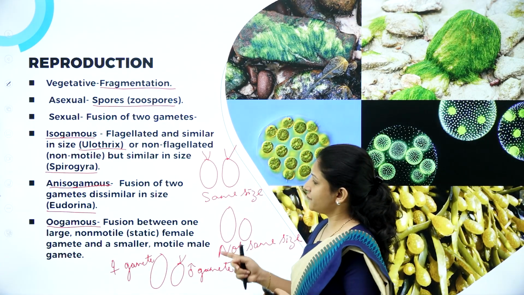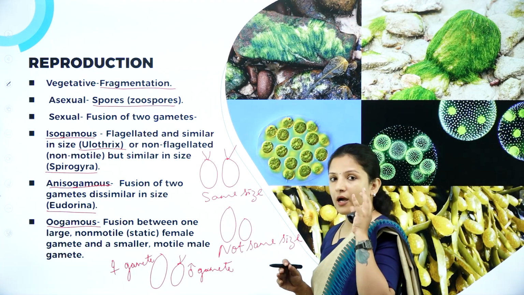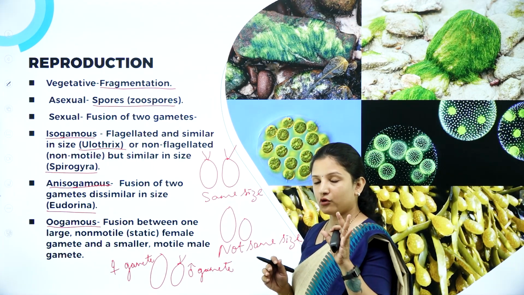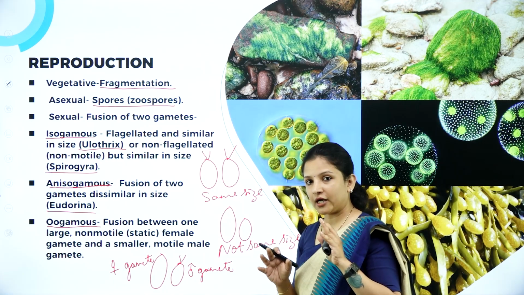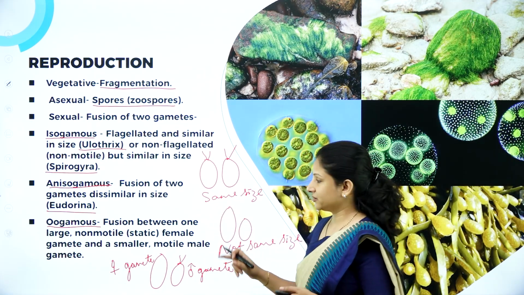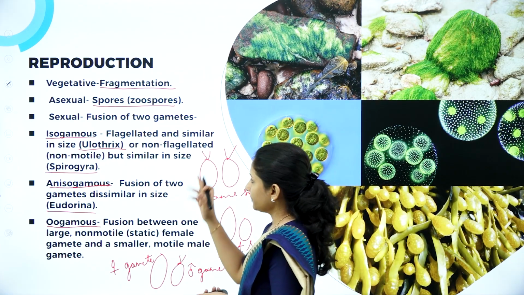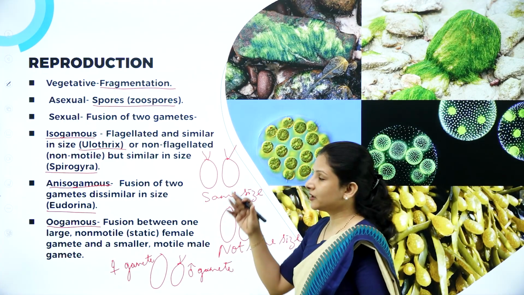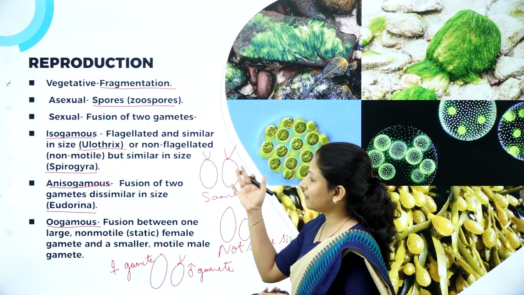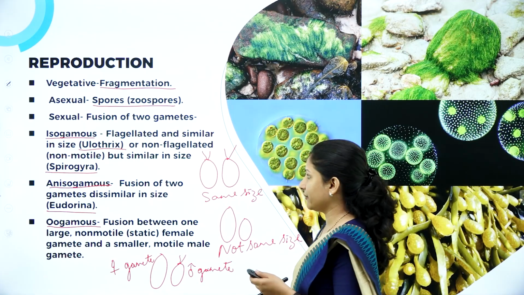So such a type of fusion of gametes wherein the female is larger and not motile, the male is smaller and motile, is called oogamous. So this is about the three different types of gamete fusion, that is isogamous, anisogamous and oogamous.